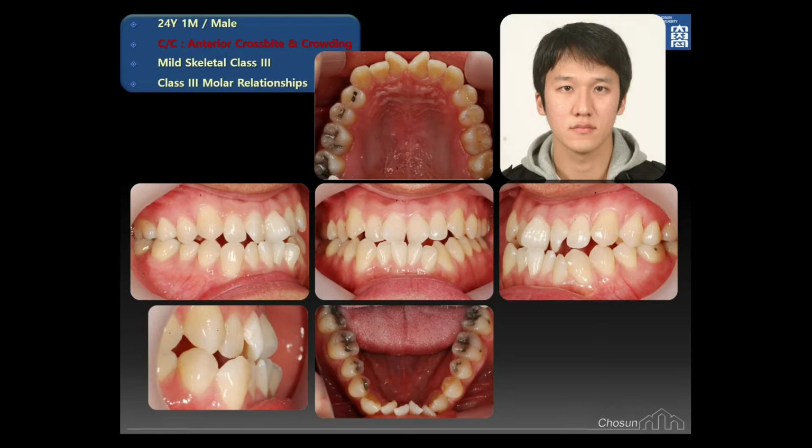A 24-year-old male presented with a chief complaint of anterior crossbite and crowding. He was a dental student who became a dentist, and he participated in this study.